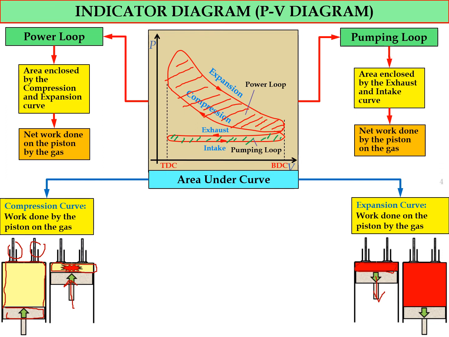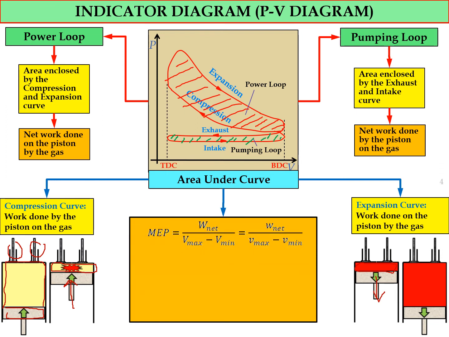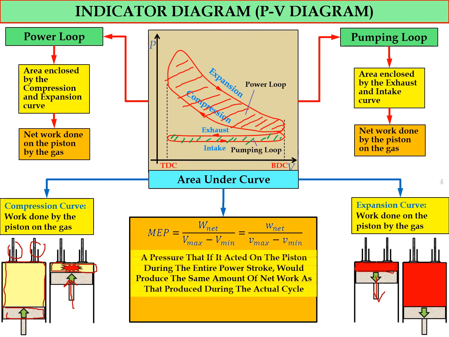So this is the difference between these two, and the mean effective pressure is equal to the net work divided by the maximum volume of the cylinder minus the minimum volume of the cylinder, which is the volume at the bottom dead center minus the volume at the top dead center. You can also divide it by mass, and it becomes the specific net work divided by the specific volume at the bottom dead center minus the specific volume at the top dead center.